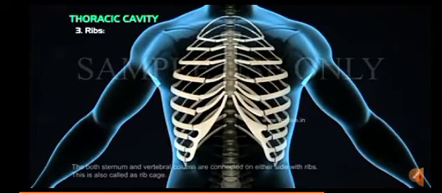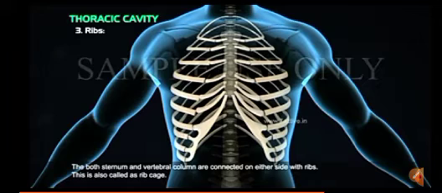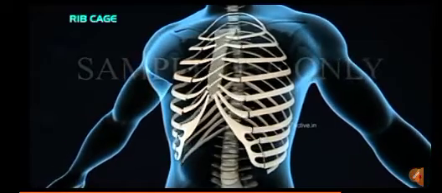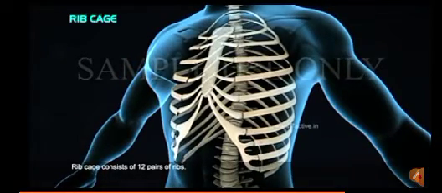This is the structure of a rib. Both the sternum and the vertebral column are connected on either side with ribs. This is the structure of the rib cage, which protects the special organ of our body. The heart is located just beneath the rib cage. The rib cage is made up of 12 pairs of ribs.